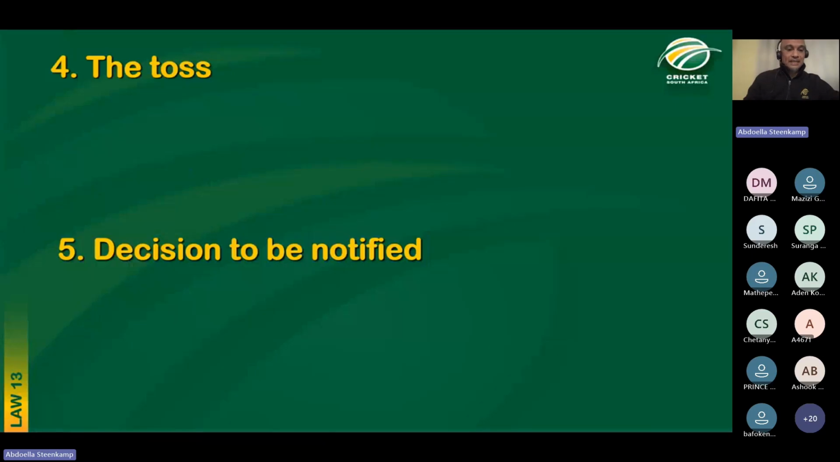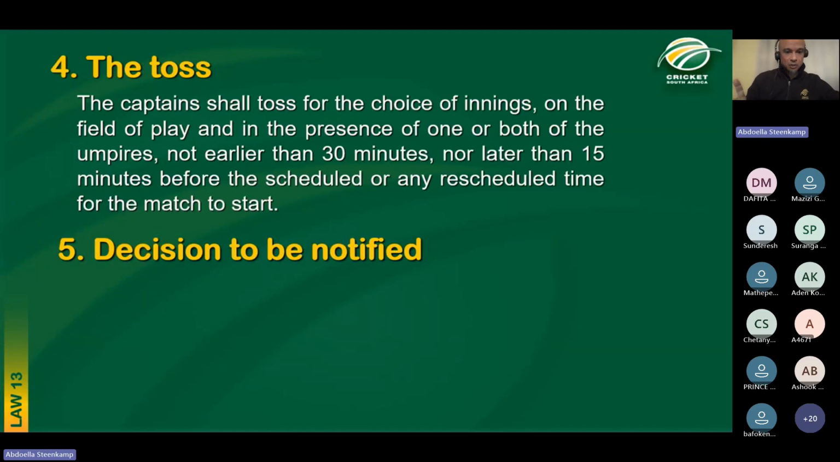When it comes to the innings and the toss, who needs to be at the toss? Where does the toss need to take place? And what are the timings of the toss? So let's first look at who needs to be there. Both captains need to be at the toss. And then preferably both umpires, but the law allows for sometimes maybe an umpire gets stuck in traffic. The law allows for at least one umpire to be there.